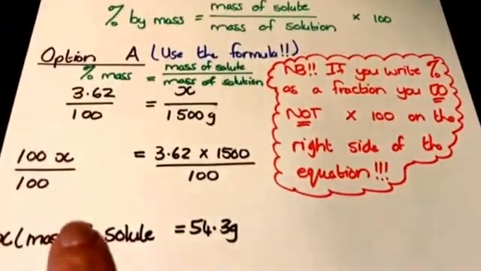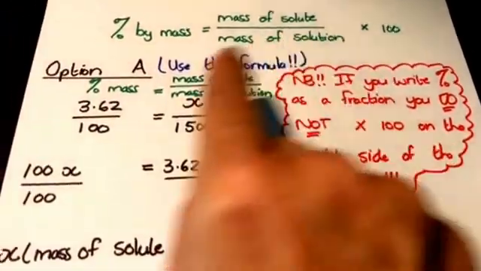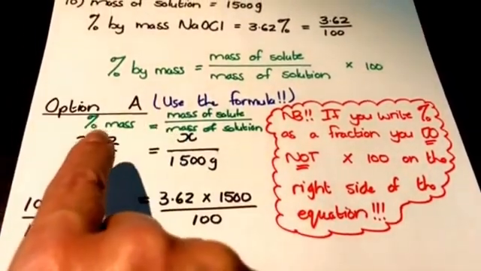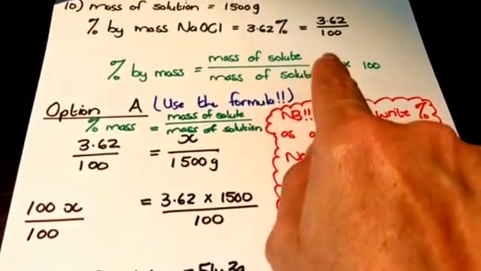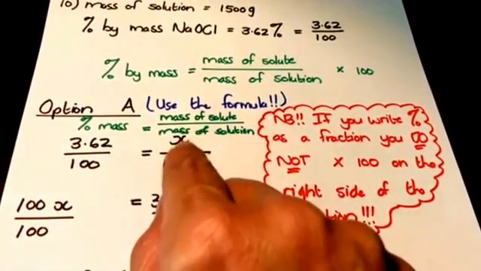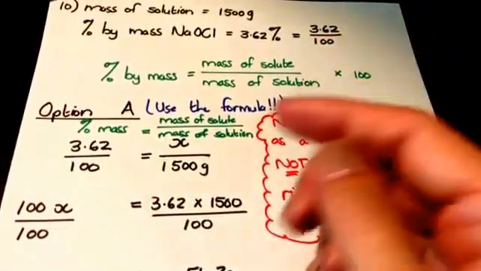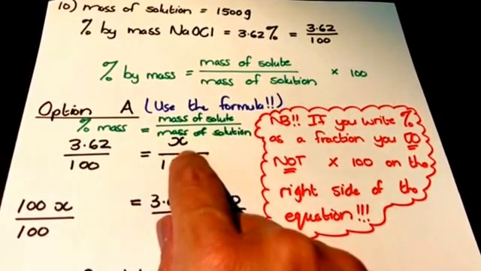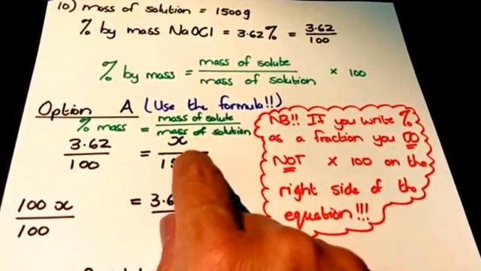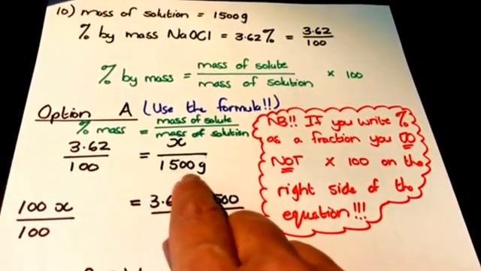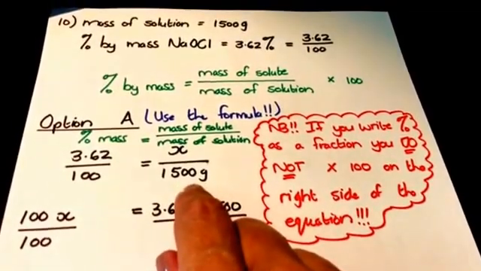Now there's two ways I can do this calculation. The one way is using the formula. So percentage by mass is 3.62 over 100. The mass of the solute is x, because I don't know what it is. That's what I have to calculate. They want to know how much sodium hypochlorite there is in the solution of bleach. And the mass of the solution, they tell you the bleach solution is 1,500 grams.